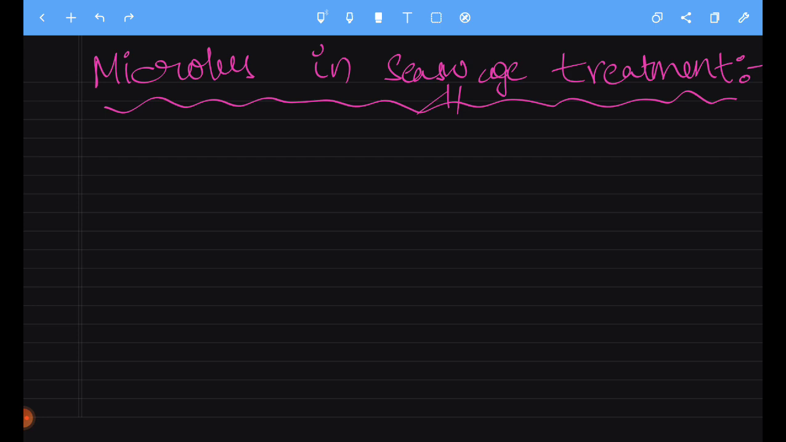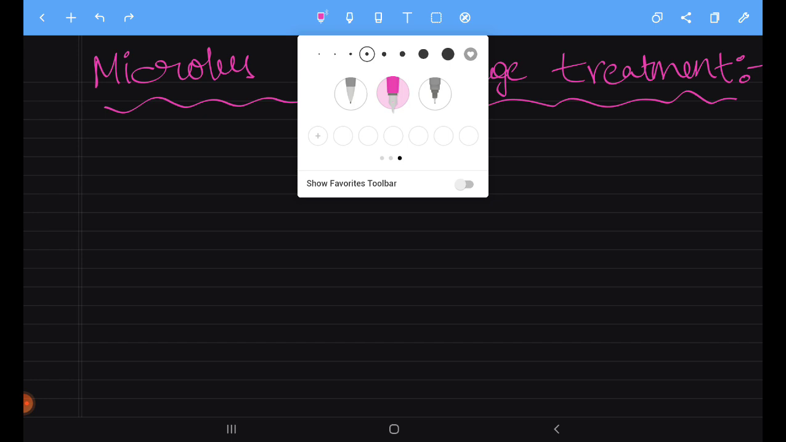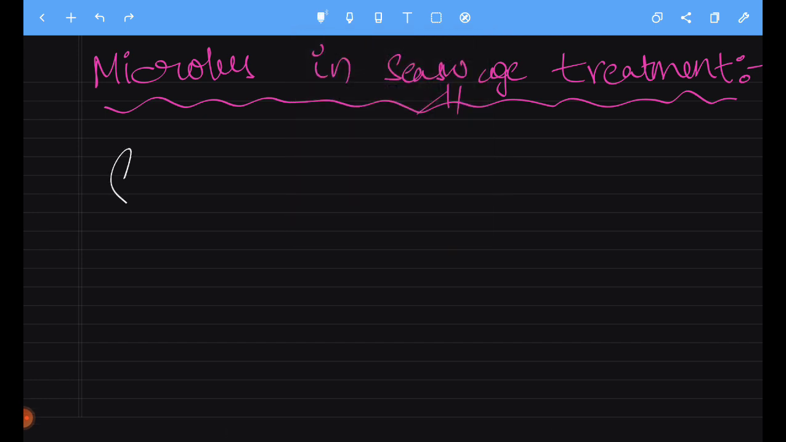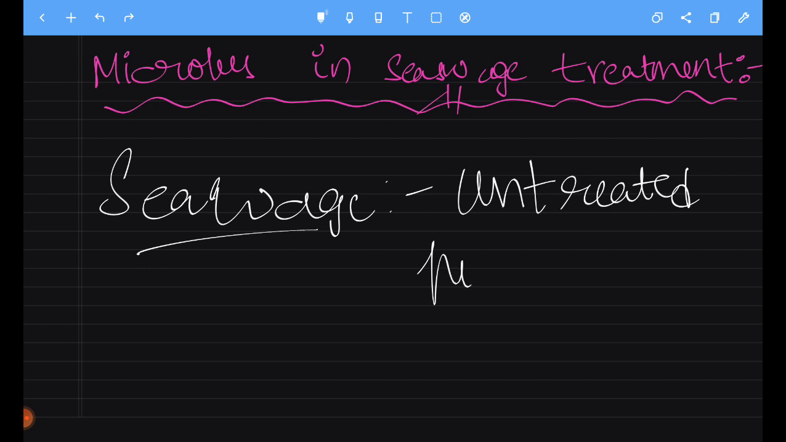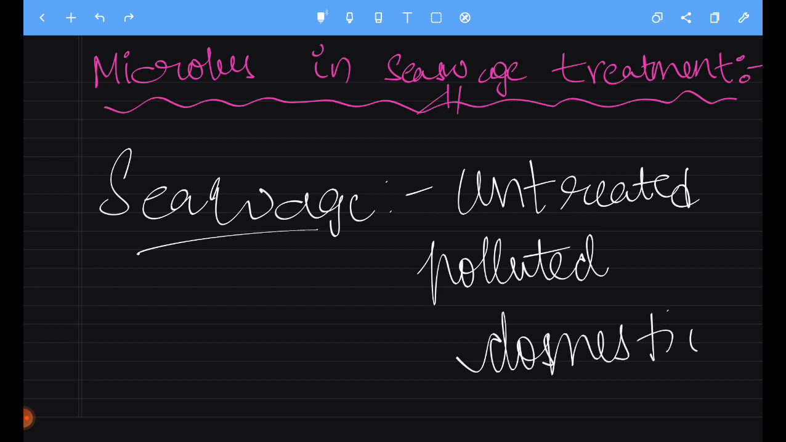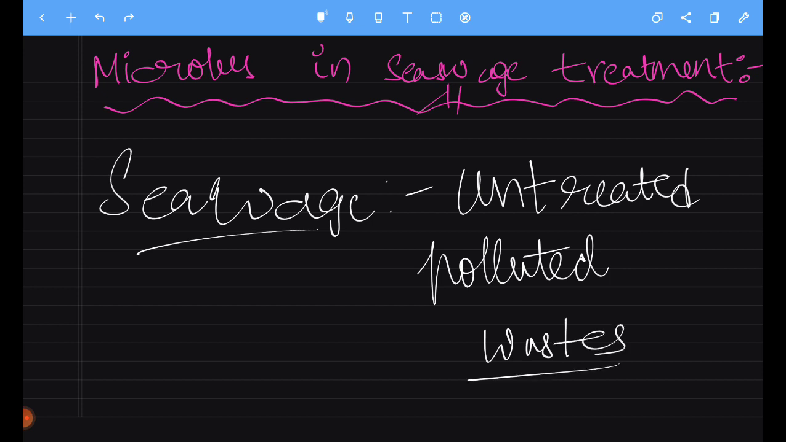See guys, what is meant by sewage? This is becoming a greater issue on a large scale in India. Why is it becoming like that? Actually, sewage means untreated, polluted domestic waste, or any other industrial waste. Basically you can say that it is untreated polluted waste. This is sewage.